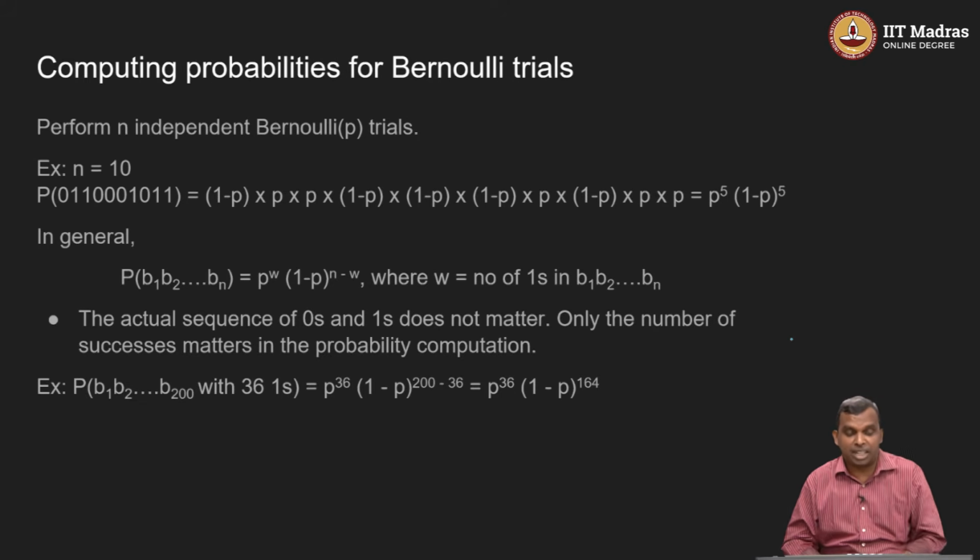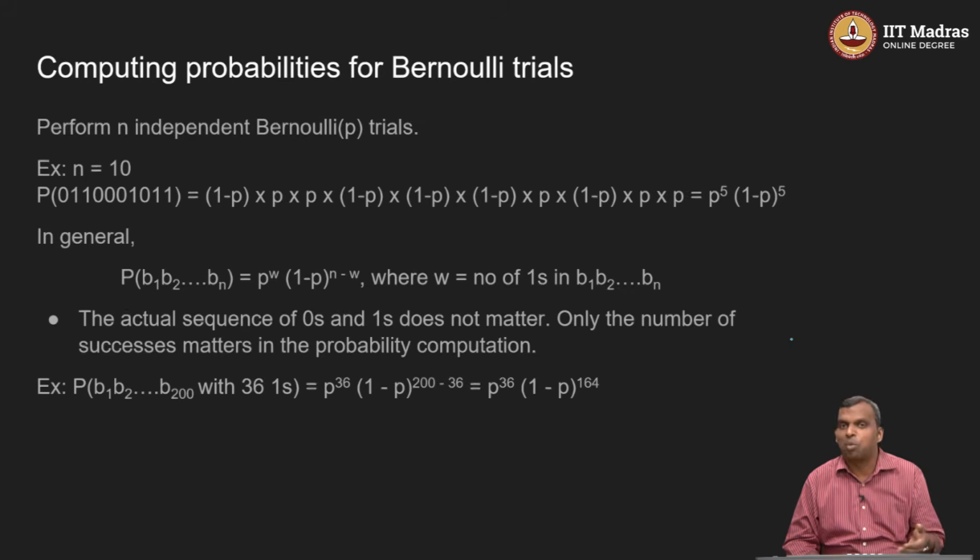So in general, I've given an expression here. If you have B1 to Bn as that string of 0s and 1s, all you need to do is to find this W, which is the number of ones in B1 to Bn. I don't care about anything else, only the number of ones. The actual sequence does not matter in the probability, right? Because they're all independent, I'm going to multiply them out together. Whichever sequence I multiply them in, I'll get the same answer at the end. So the probability of a particular sequence depends only on the number of ones in the sequence, and that's p power w times 1 minus p power n minus w.